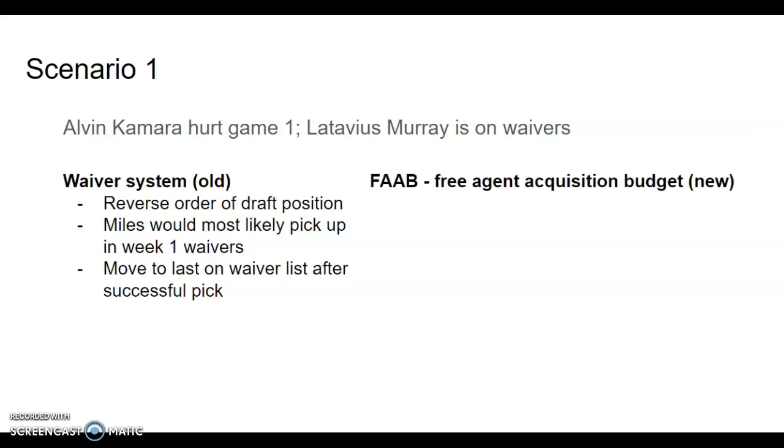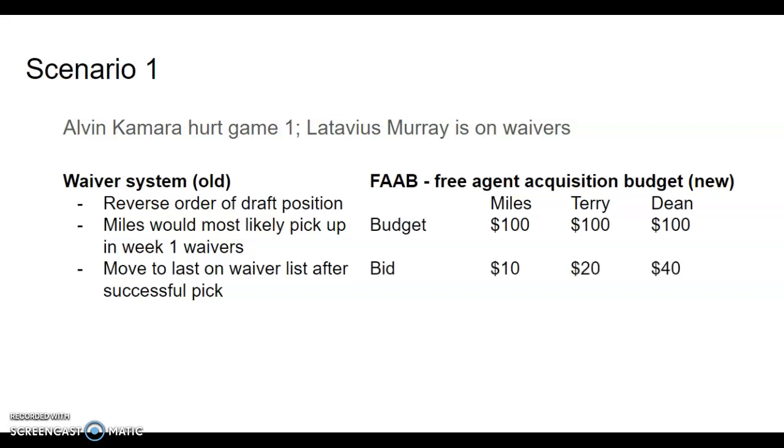In the new system, the one we're going to try this year, we would each place bids. And so let's say Miles, Terry, and Dean are all interested in Latavius Murray. This is their budget at the beginning of the season, and these are their bids. You can see that Dean bid $40, so he's the highest bidder. $40 would be deducted from his budget, and he'd end up with a $60 budget remaining. He would add Latavius Murray to his team, and Dean would be moved to the end of the waiver list.